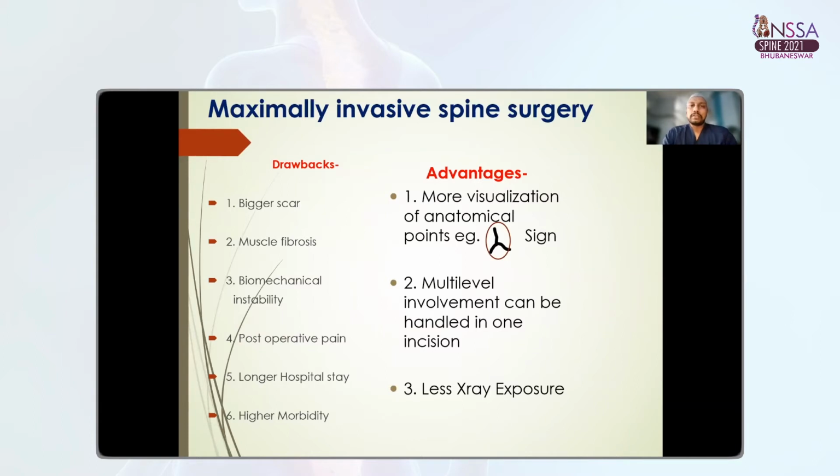So what were the advantages of maximal invasive spine surgery? There was more visualization of underlying points like the Mercedes-Benz sign. Multiple level spinal pathology could be dealt with through a single incision, and there was less C-arm or radiation exposure. The drawbacks were bigger scars, muscle cutting, muscle fibrosis, biomechanical instability with facet damage, post-operative pain, longer hospital stay, and higher morbidity.